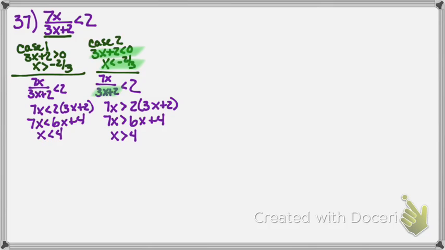Okay, so now to evaluate what my answer is, in the first case, I'm looking at x is less than 4, and x is also greater than negative 2/3. And that makes sense. I have numbers that are both, so I could say x is less than 4 and greater than negative 2/3. Now in this other case, x has to be greater than 4 and less than negative 2/3. No number could meet both of those. A number cannot be more than 4 and at the same time be less than negative 2/3, so I don't have any solutions in that case.